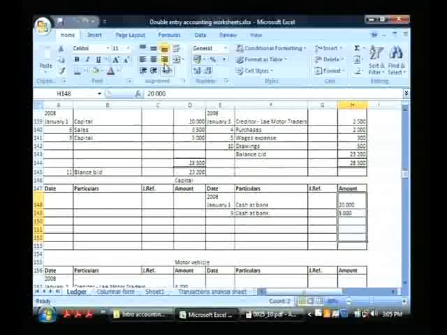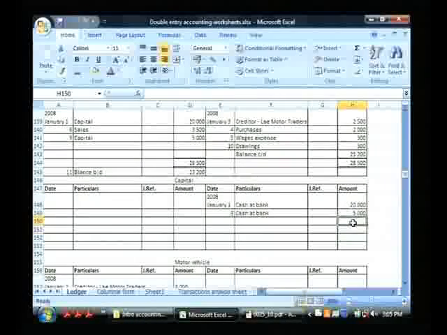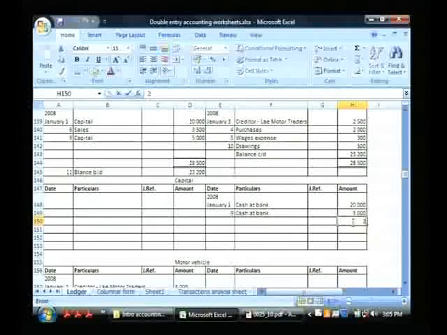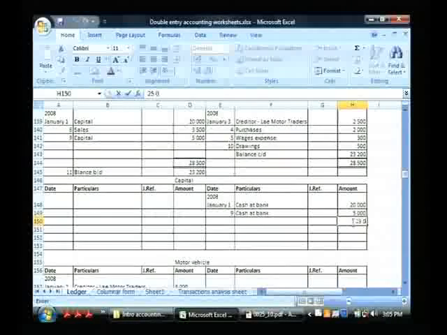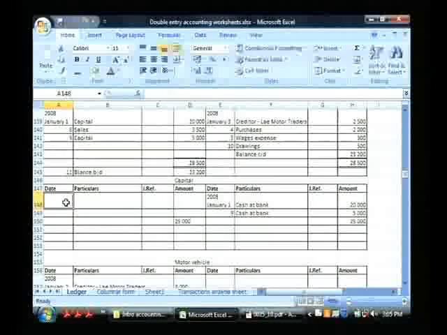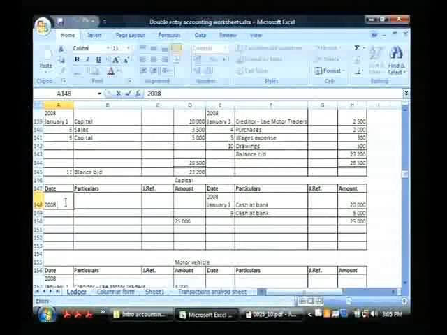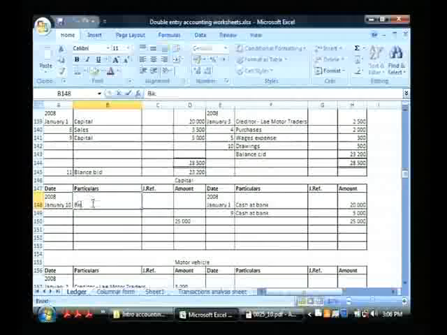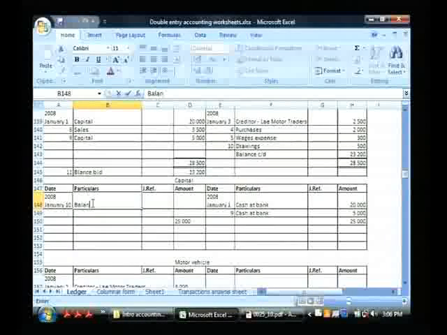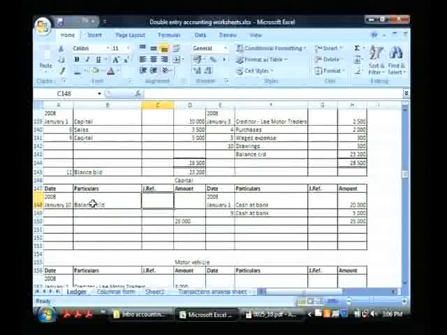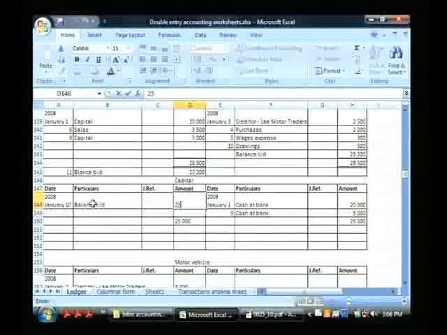Here it is easy. Only credit entries, 25,000. 25,000 on both sides, and 2008 January, balancing date 10th, and balance carried down 25,000.